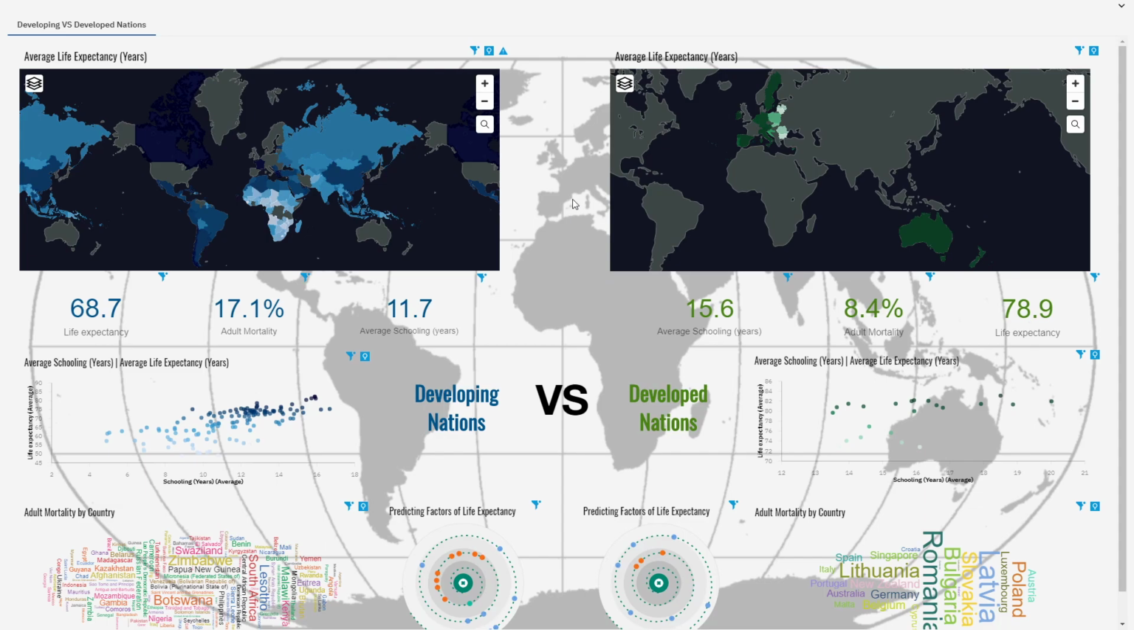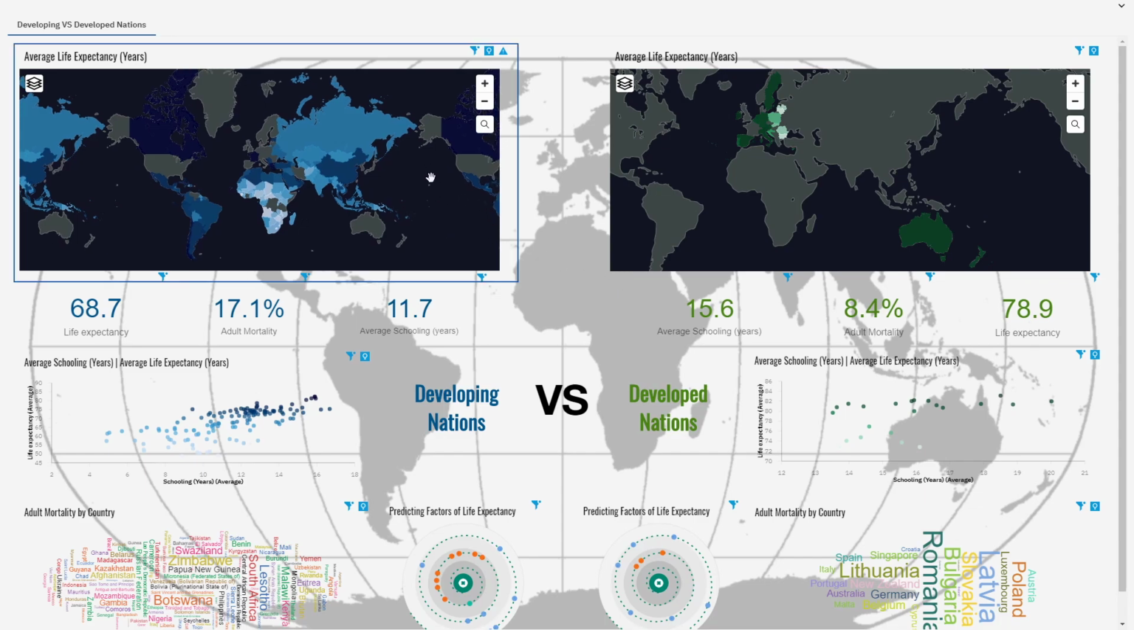So I decided to group some together. On the left vertical side, you'll see developing nations in blue and their statistics, and on the right, the same charts, but with developed nations in green. So let's start off with developing nations on the left column.